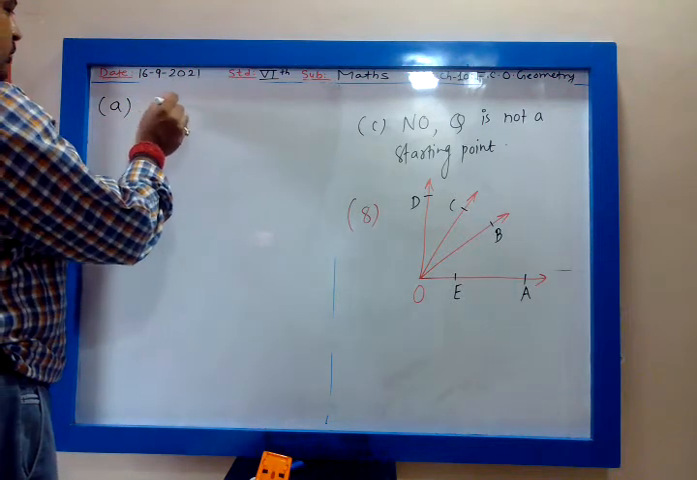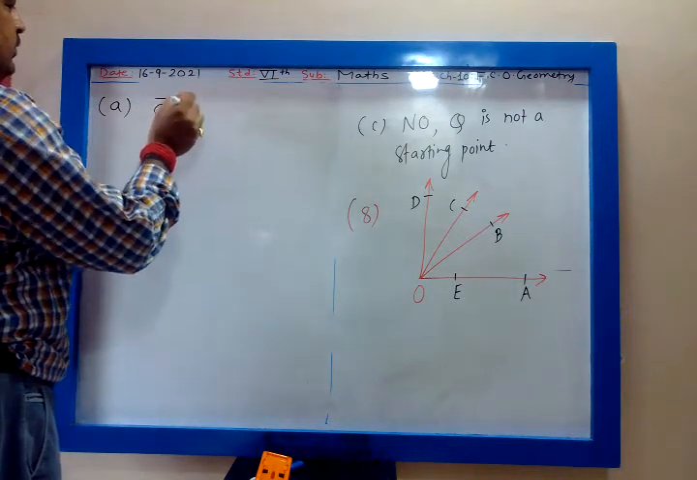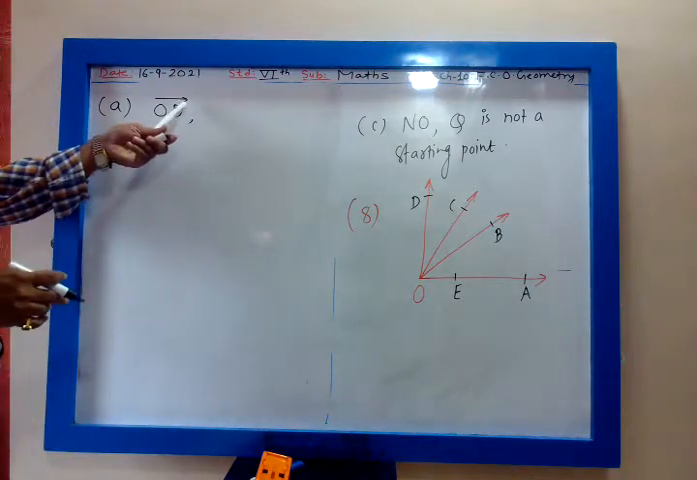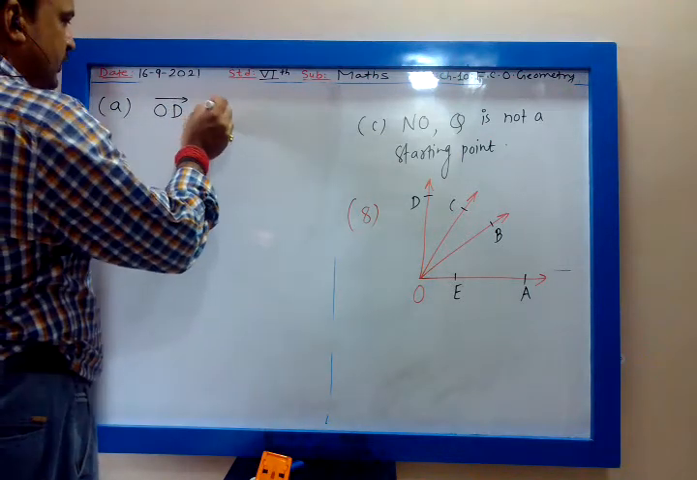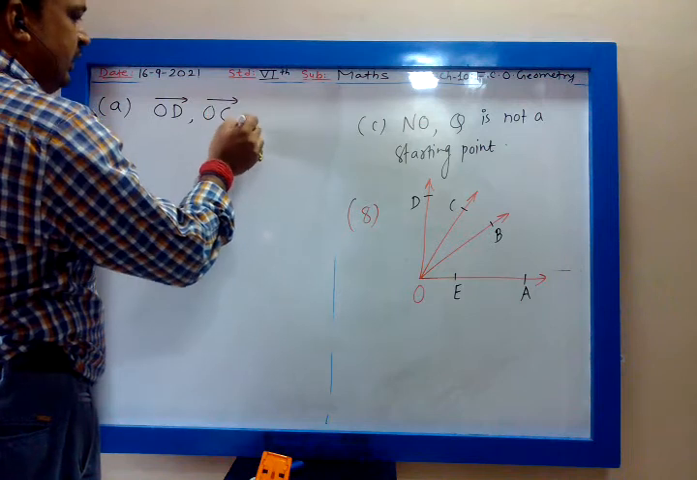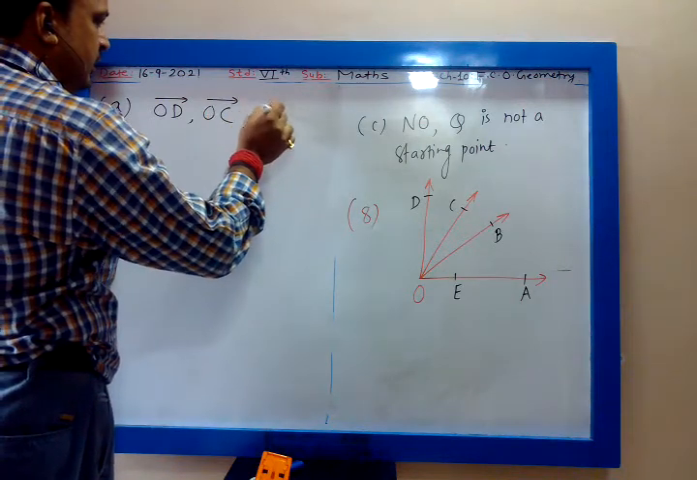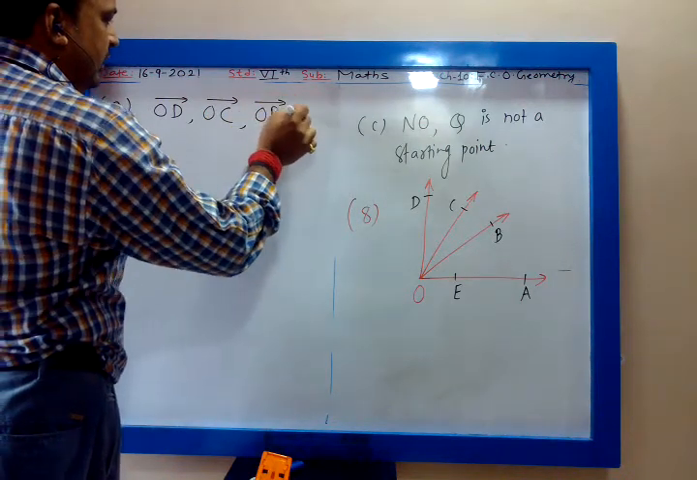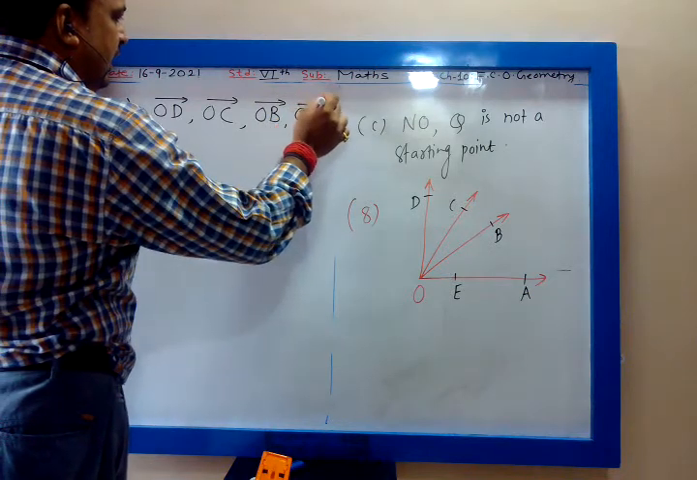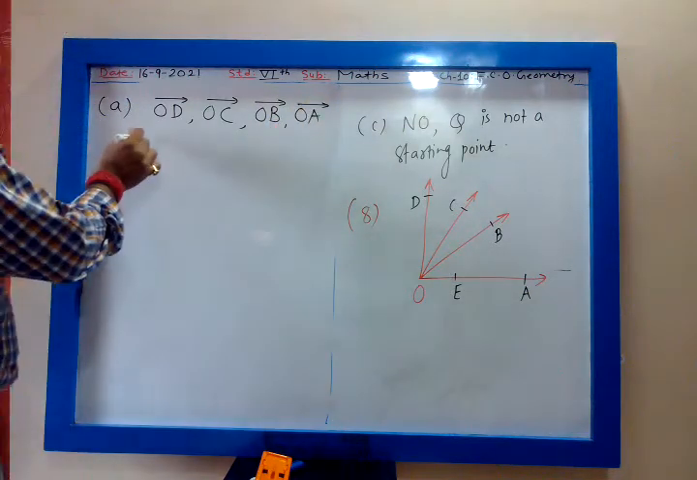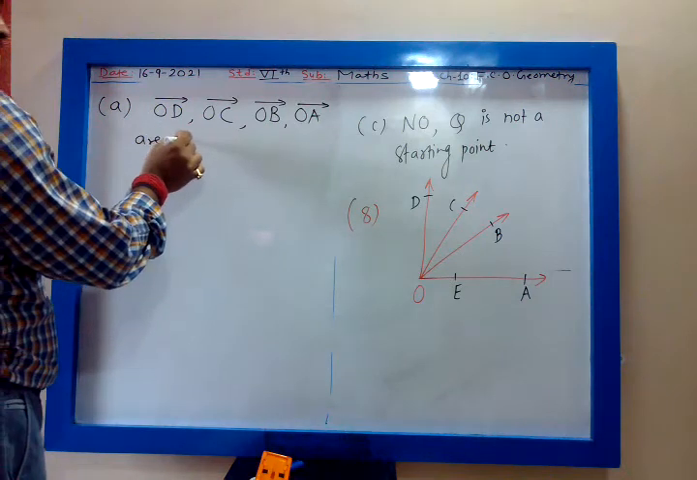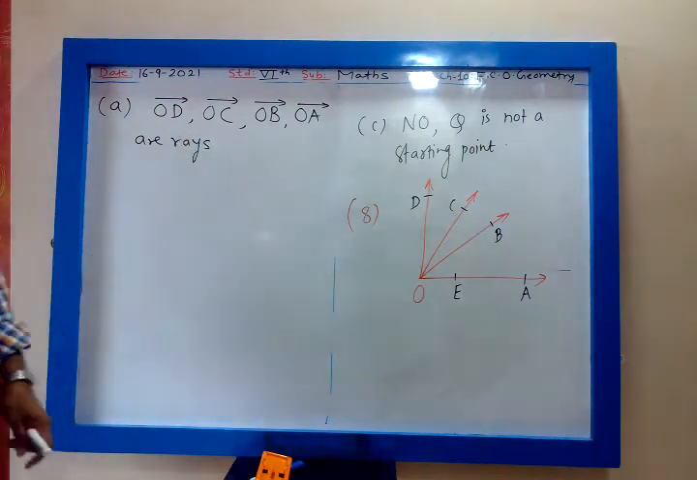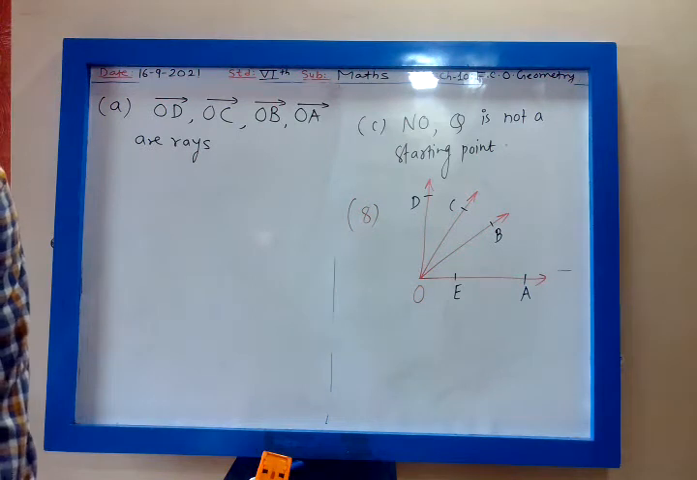OD. Starting point is O. OD. You have to draw this symbol. OD, OC, OB, and OA are rays in the figure.